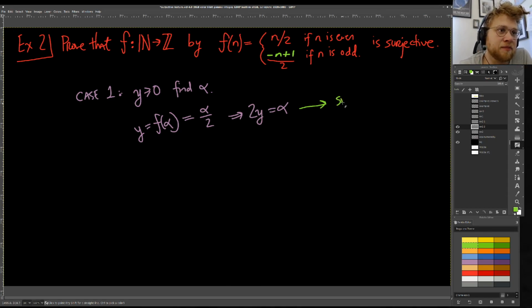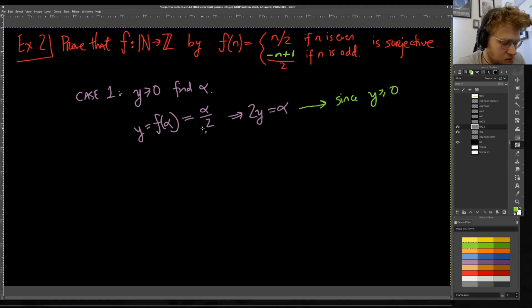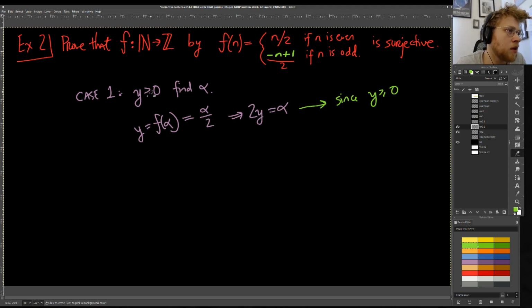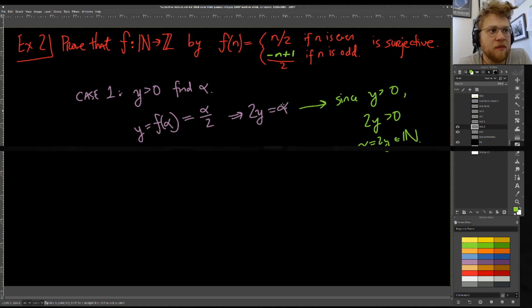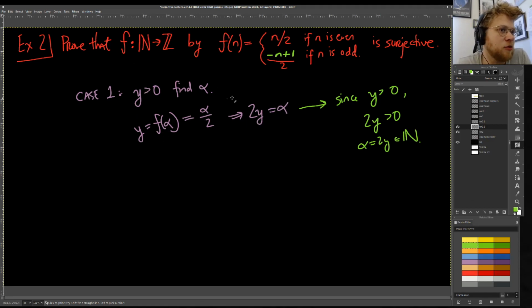But here, since y is strictly greater than 0, that means 2y is also going to be greater than 0. So because 2y is going to be an integer that's greater than 0, that means alpha equals 2y is in fact an element of the domain. So that's good. There is an element of the domain that will actually map to y.